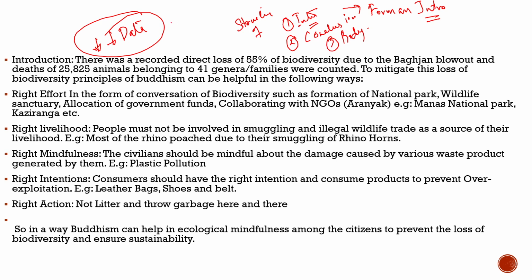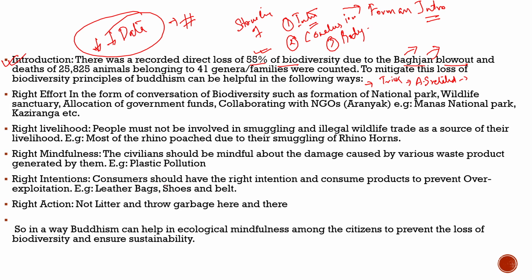When you have a handful of data while preparing for mains, it becomes easy to write a very good introduction. So here I have given the Baghjan blowout which happened in Assam and its impact on biodiversity. We can see that 55% of the biodiversity was impacted by the Baghjan blowout. It is a very good trick that in the introduction, if you give any Assam related data, it separates your answer from other answers. So this becomes a very good strategy.